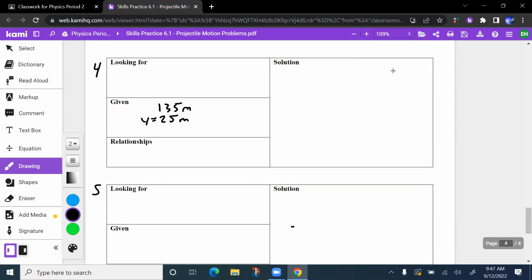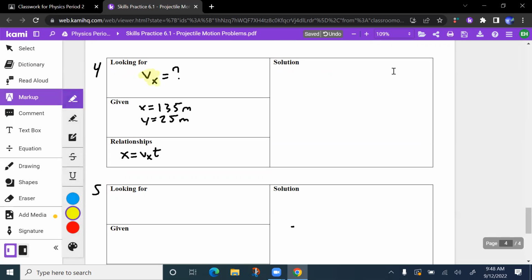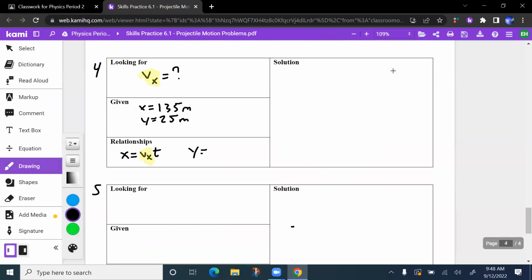We're given a height of 25 and a horizontal distance of 135, and we're looking for Vx. Again, the only equation that has Vx in it is x equals Vxt. But you might also remember that in order to solve for Vx, you have to divide by time. We don't yet have the time. So just like we did in question number 1, we're going to need equation number 11, which has y in it, and solve equation 11 for time. Let's do that first. Y equals 5t squared divided by 5.